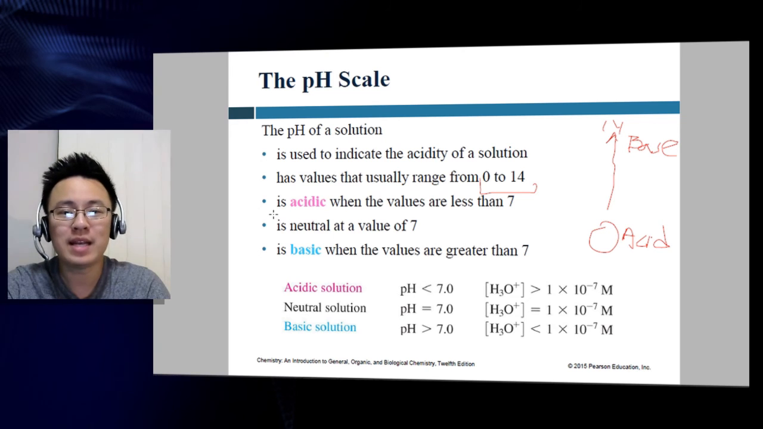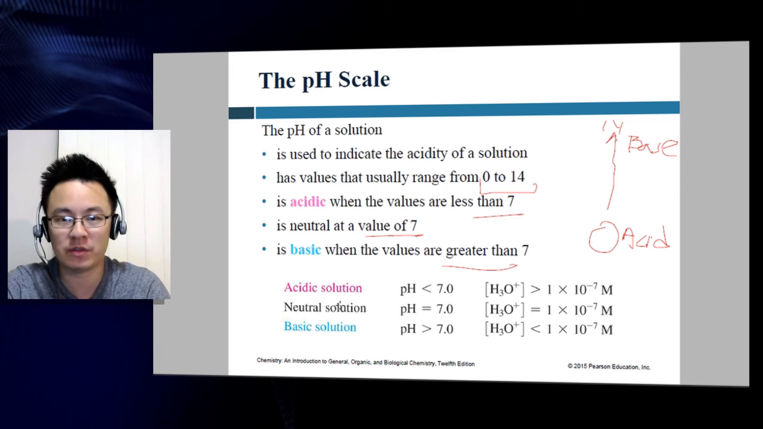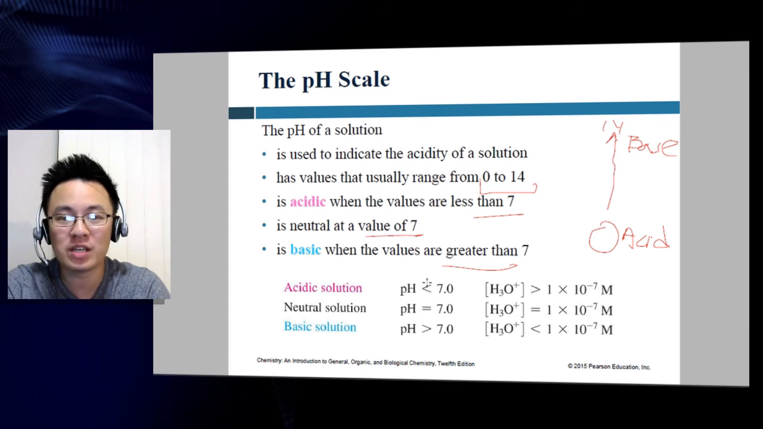Now, it is acidic if the value is less than 7, neutral at 7, and basic if it is greater than 7. As you can see, the way to write that here, pH is less than 7.0 for acidic, and we can definitely say that the hydrogen ion concentration is greater than 1 times 10 to the negative 7 molar. And as you can see, that number 7 right over here is right there.